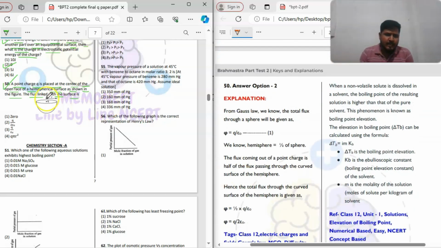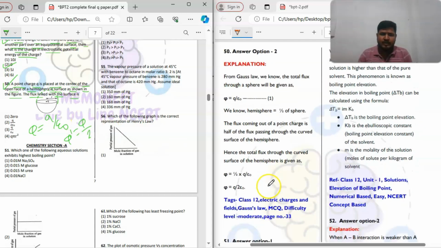Suppose we make a full sphere. For the full sphere, what is the phi? That is Q by epsilon naught. This is the electric flux through the full sphere. Now what is the electric flux through the hemisphere? The new flux is phi by 2, so we have to divide by 2. So we get phi is equal to 1 by 2 into Q by epsilon naught, that is phi is equal to Q by 2 epsilon naught. So our second option is the correct option.